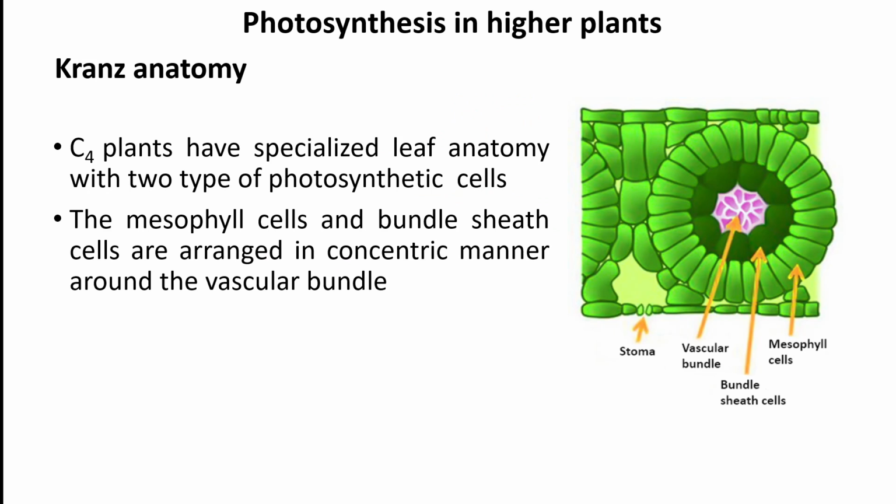Now, C4 plants show a typical leaf anatomy. This is a kind of adaptation to semi-arid regions, and this specialized leaf anatomy is known as Kranz anatomy. So what happens in Kranz anatomy? There are 2 types of photosynthetic cells. The first one is the mesophyll cell. The second one is the bundle sheath cell.